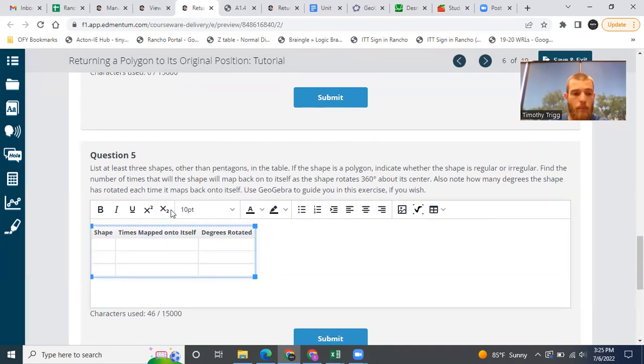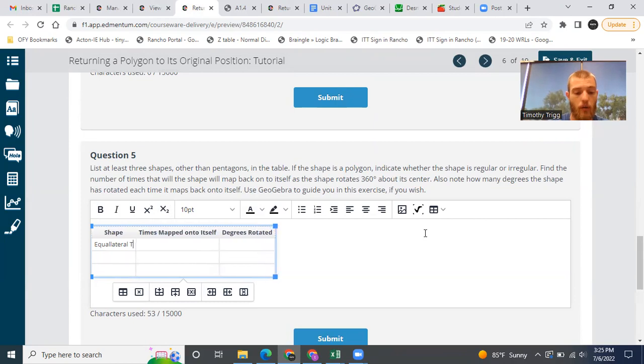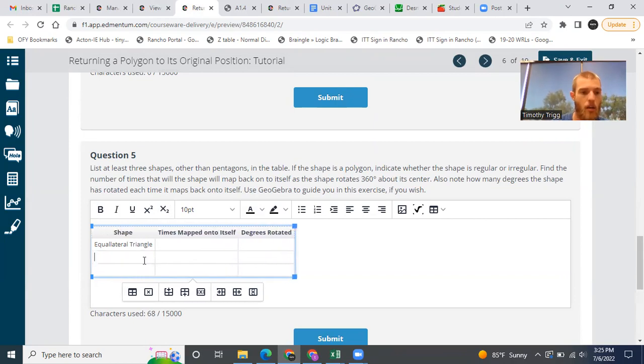Okay, so we're going to actually go with a 3-sided shape. So we're going to use a regular triangle, also known as an equilateral triangle. I think I spelled that wrong, but that's okay. Also, we're going to go with a square, which is essentially a regular quadrilateral, right? Because all the sides and angles are the same. And then we're going to use a hexagon.